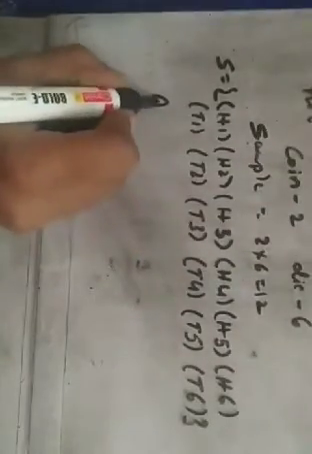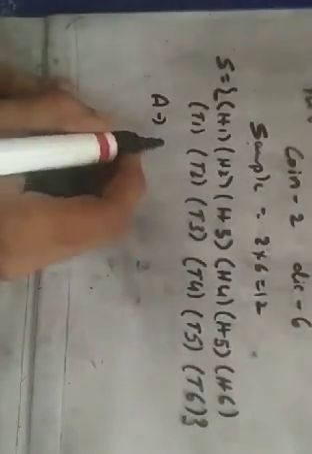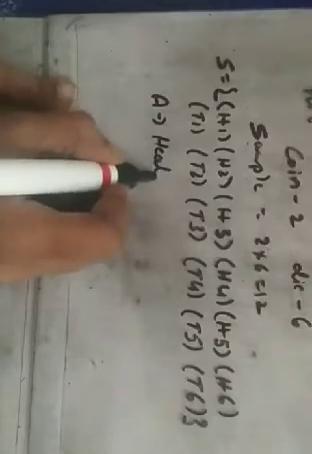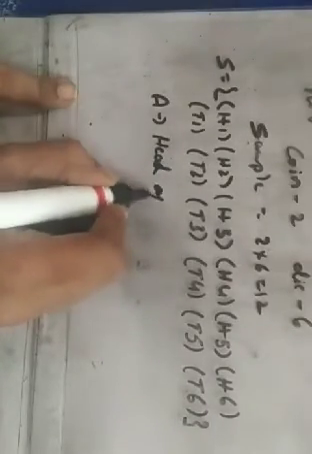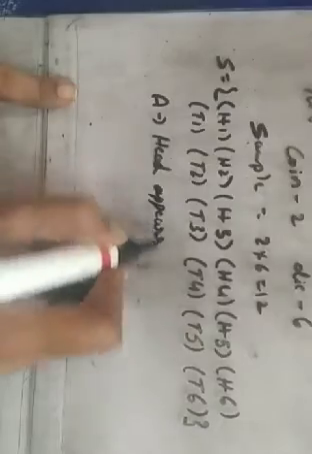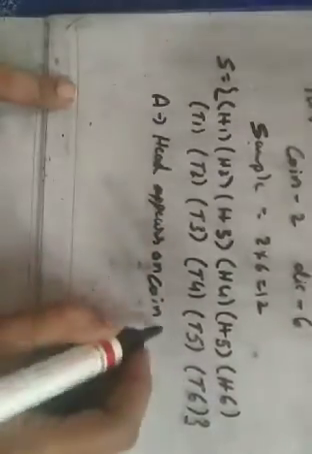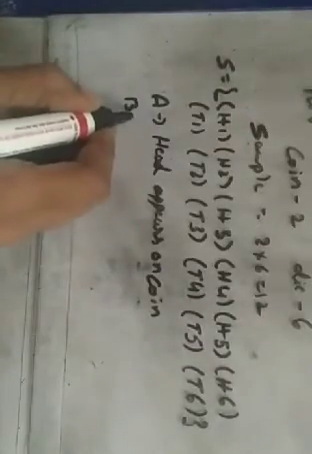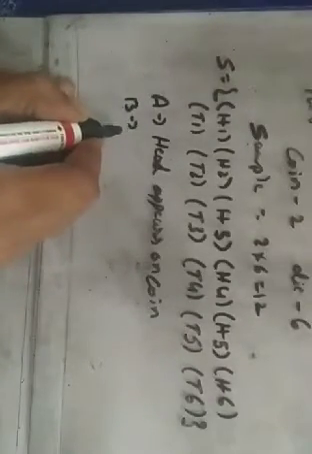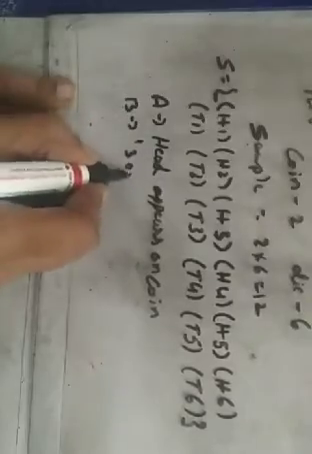So what is the A event? A event: head appears on the coin. B event. What is the B event? 3 on the die.